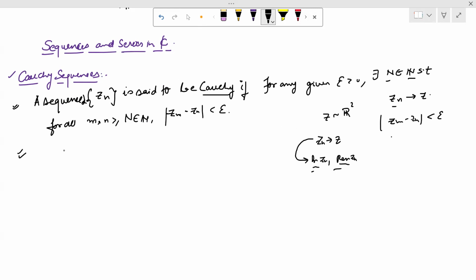A sequence Zn is Cauchy if and only if it is convergent. So it implies that if you prove that a sequence is Cauchy, then it is convergent. And if a sequence is convergent, then it is obviously Cauchy. I'm not going into the proof of all these things. This is something that you already know.